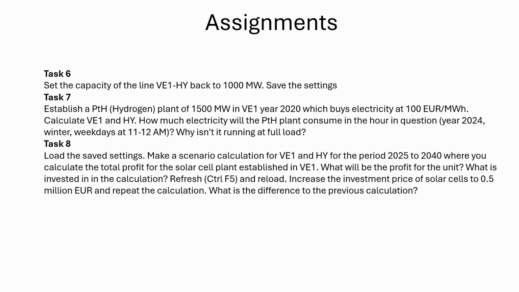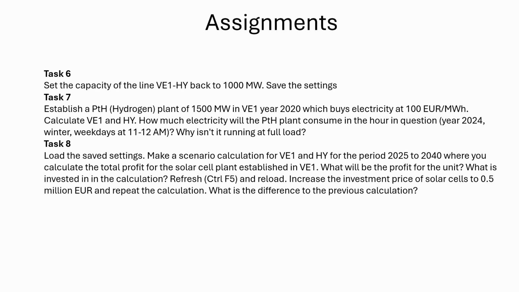In task number 8, you should load the saved settings. And then you should make a scenario calculation for VE1 and HY for the period 2025 to year 2040, where you calculate the total profit for the solar cell plant established in VE1. What will be the profit for this unit? What will the model invest in this calculation?